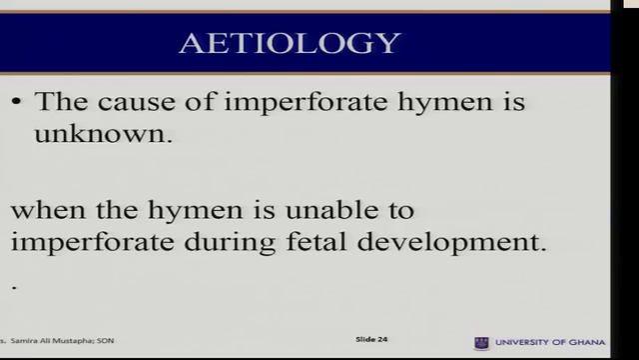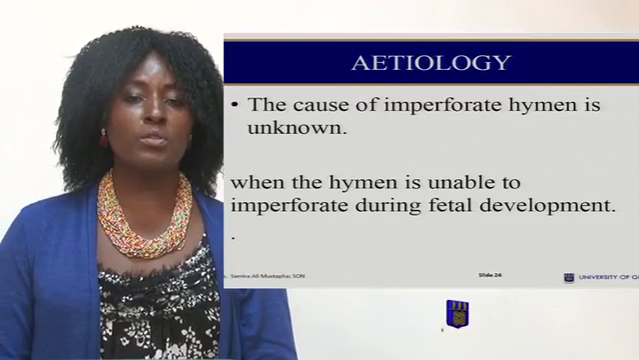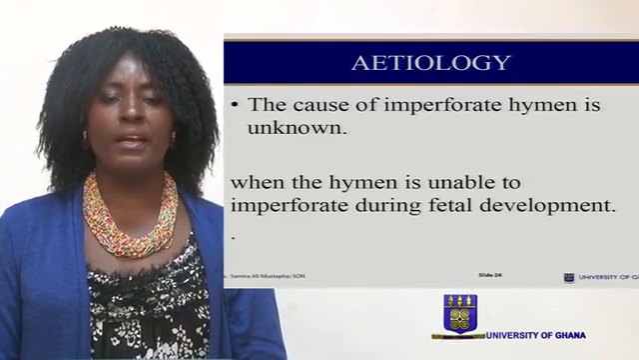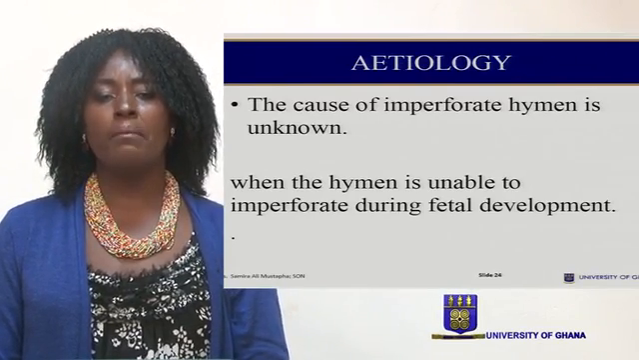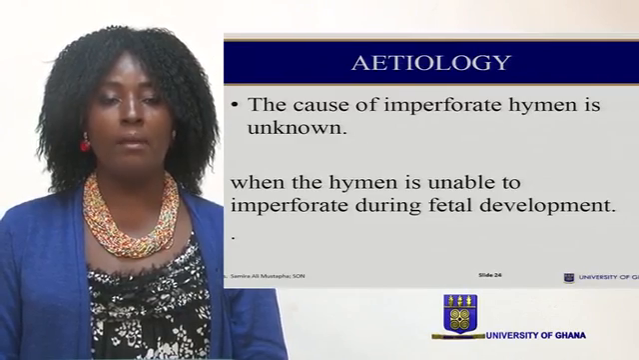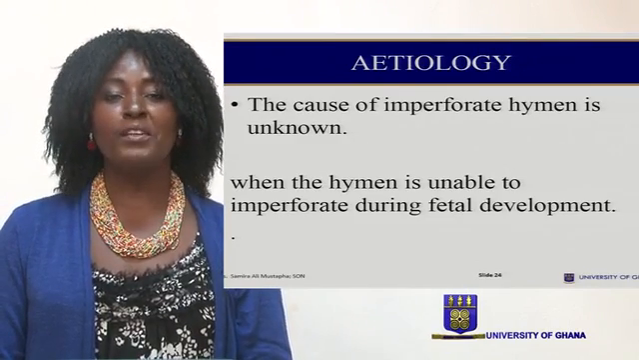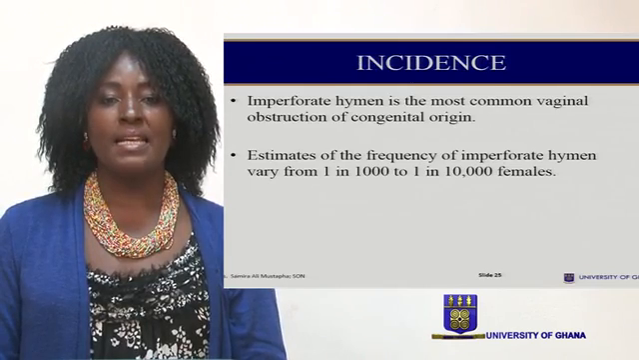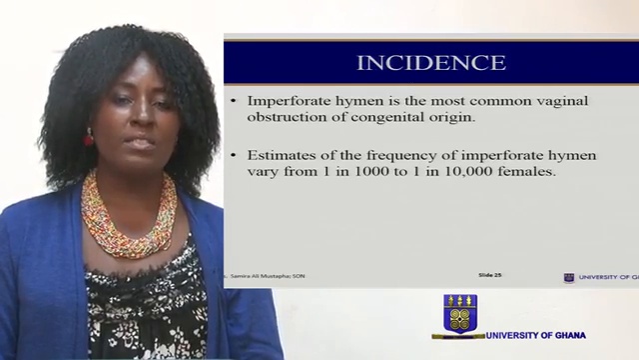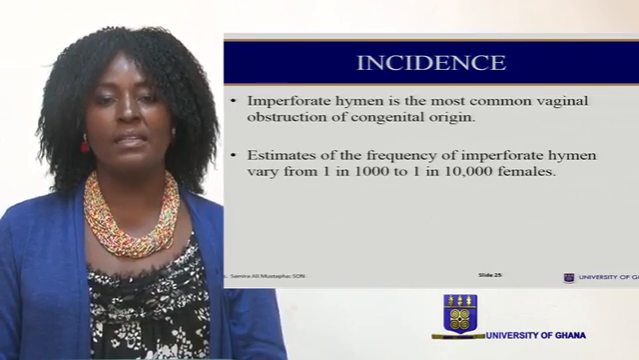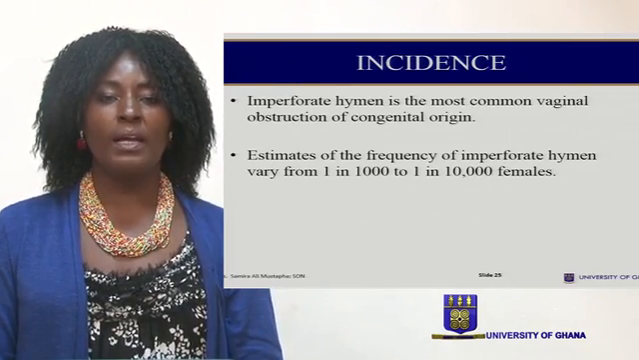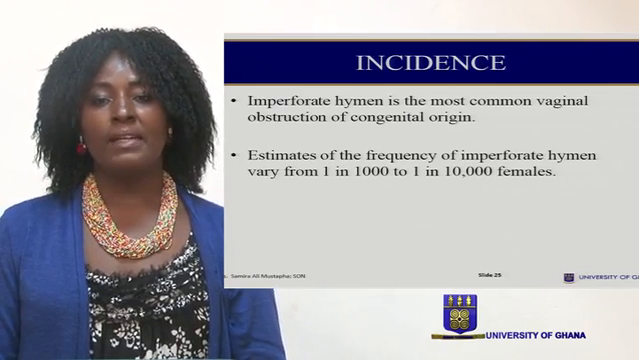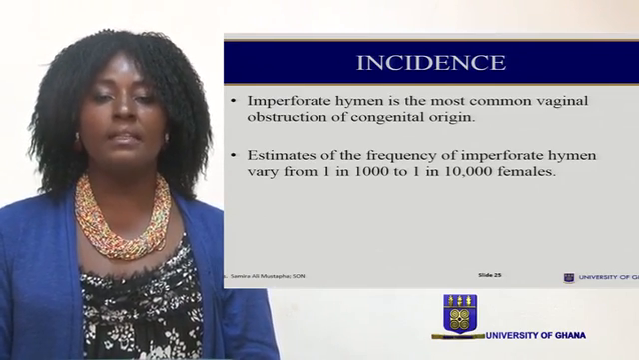So how does this happen? The actual cause is unknown. But once again, it is a defect that happened during embryonic life or during fetal development. And the incidence we are saying is 1 in 1,000 to 1 in 10,000. The most common congenital anomaly found in vaginal conditions is an imperforate hymen.